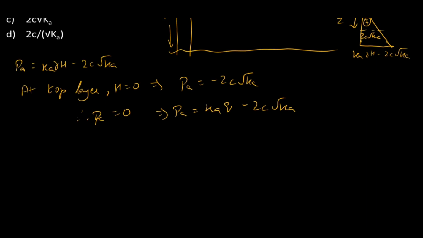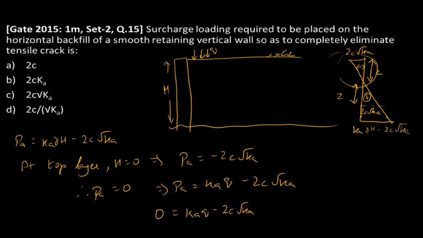If the value of PA should be 0, then we can take Ka Q minus 2C root Ka. From this, we can find the value of Q, which will make the active earth pressure at the top layer 0, which helps in the elimination of tension crack. So from this, Ka Q will be equal to 2C root Ka. Therefore, Q will be equal to 2C by root Ka. Option D is the right answer.